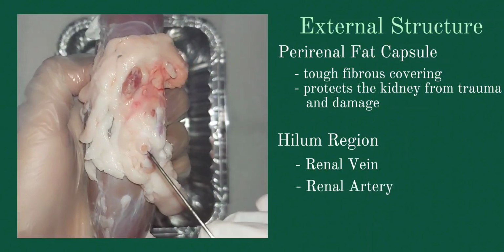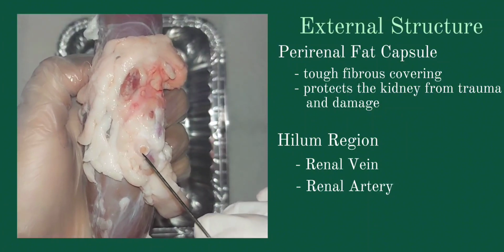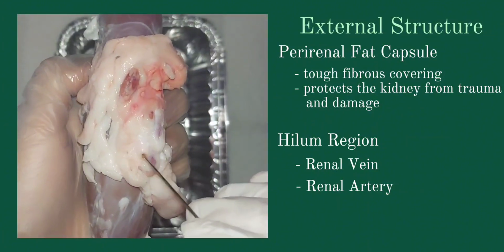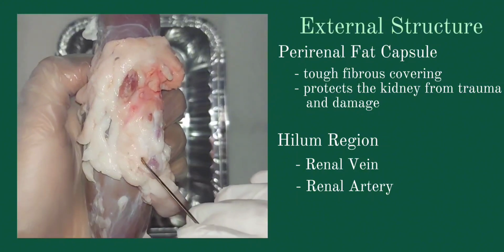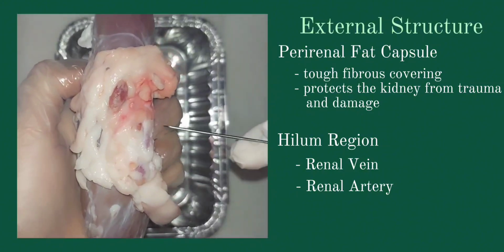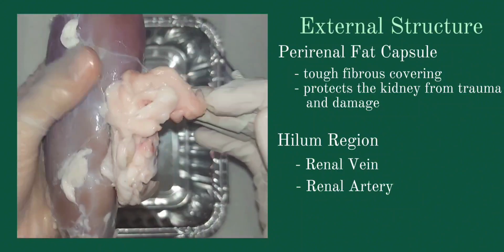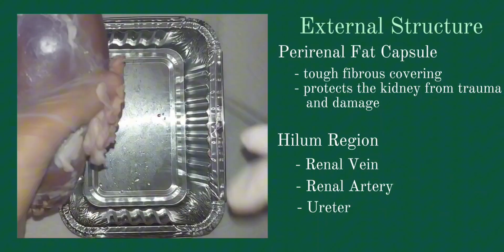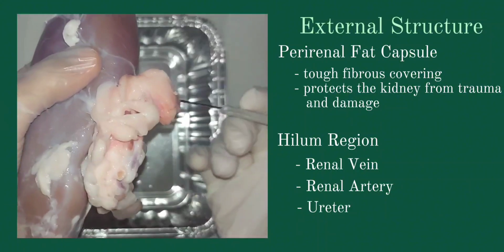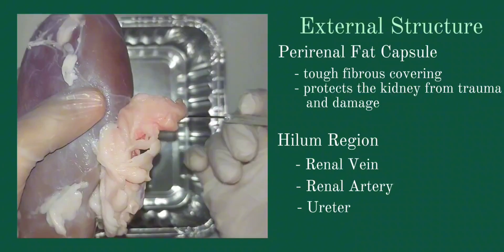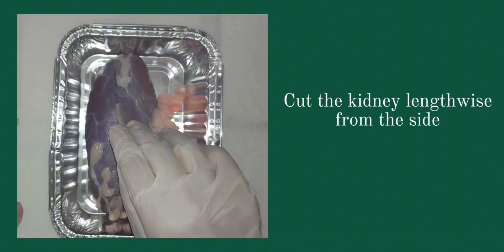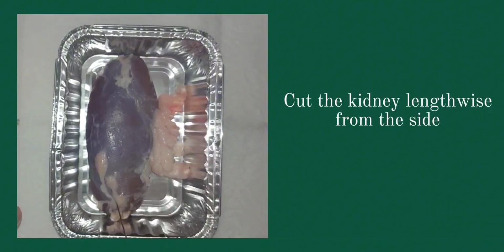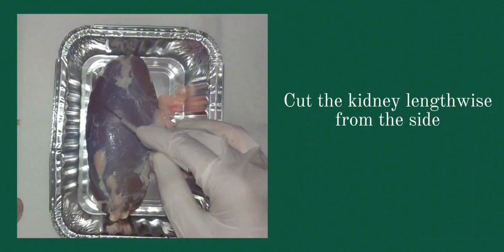Next, the renal artery. This transports unfiltered blood from the aorta to the kidneys, where the glomerulus filters it. We should always remember that artery carries blood away from the heart. We also have the ureter, which serves as a passageway for the urine from the kidneys to the urinary bladder. Let us cut the kidneys lengthwise from the side to see the internal structure.